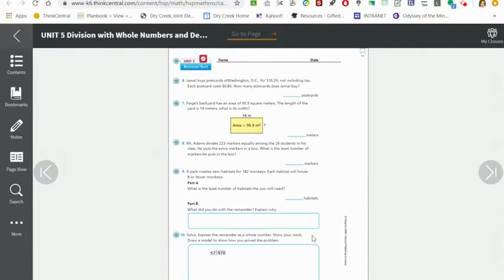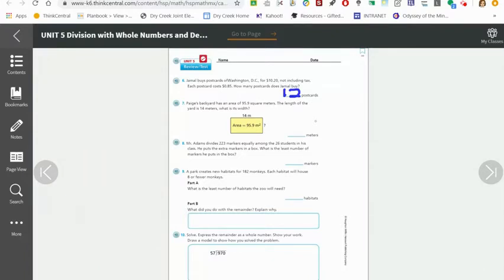So I need to figure out if it's multiplication or division. I notice that I have a total amount because he buys $10.20 worth. And I know that I have the same labels. I see that I have money and money. So if I go ahead and divide $10.20 by 85 cents, I will get a total of 12. Okay. Number 7, Paige's backyard has an area of 95.9 square meters.